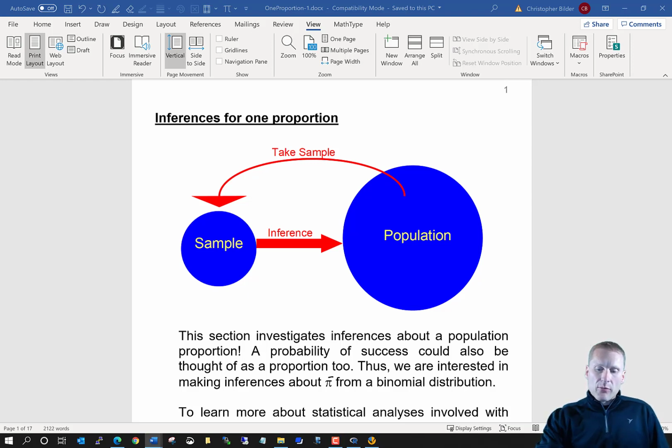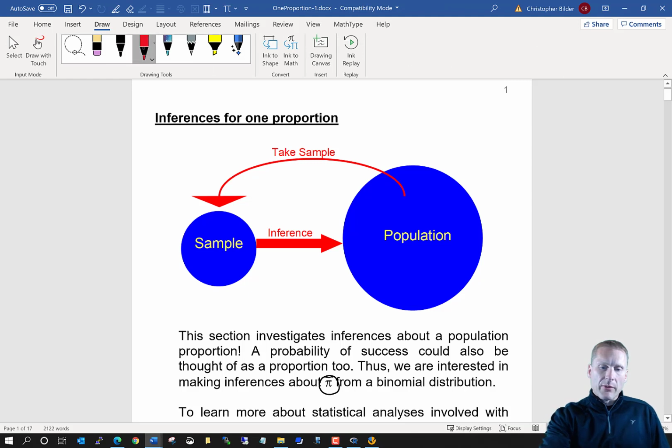Now, this proportion of successes, let me get my red pen out here. You can think of it also as the probability of success, and we've talked about that before. This is our parameter associated with a binomial probability distribution, which we often refer to as pi. And so what we're going to do is try to estimate it through taking a sample. In our sample, we're going to calculate the proportion of successes as well, and that's going to be denoted by pi hat.